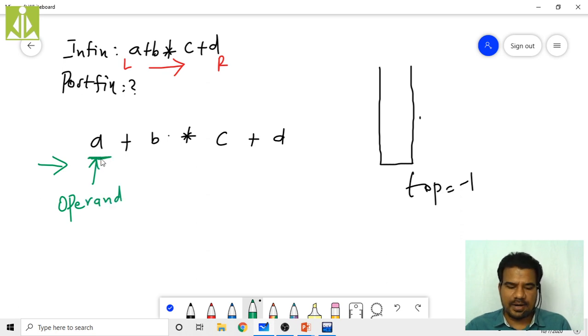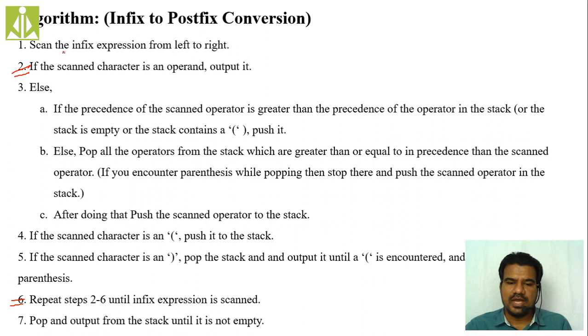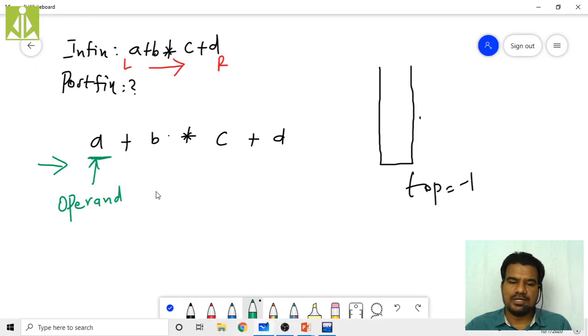So if it is an operand, what do we have to do? If the scanned character is an operand, output it. Simply output. So we will take an output string and add this character A to the output string. So far we have A. Next character, what do we have? This is the plus sign. What is it? How do we call this thing in our expression?